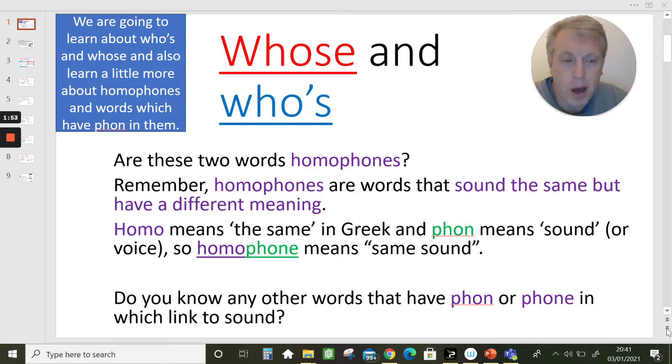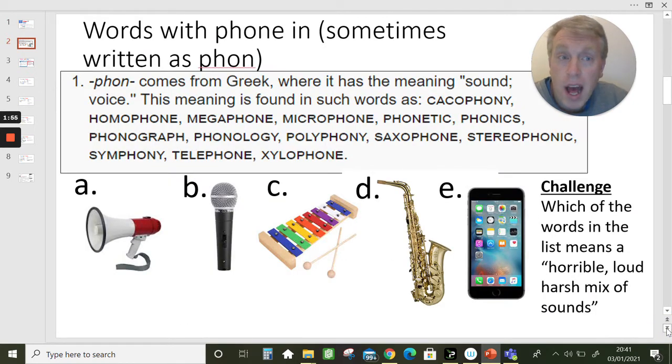Okay, let's keep going. I found a little list in the dictionary here. Phon comes from Greek, and has the meaning sound, voice. So here's a list of words. Cacophony, homophone, megaphone, microphone, phonetic, phonics, phonograph, phonology, polyphony, saxophone, stereophonic, symphony, telephone, xylophone.